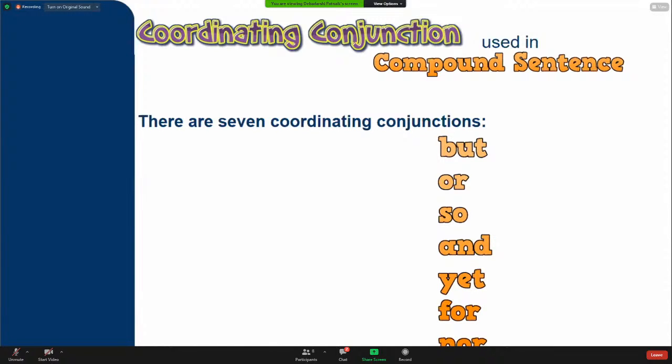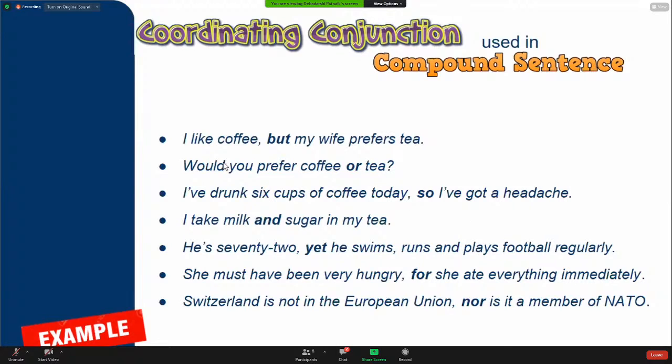Let us see some examples. First: I like coffee but my wife prefers tea. Here, but joins the two sentences. The first clause is I like coffee. Suppose I separate the other part and write only I like coffee. Is there any grammatical error? No. Can you understand what it means? I like coffee. So it is a complete sentence. That means without using the other parts, we can consider it as a separate clause, an independent clause.